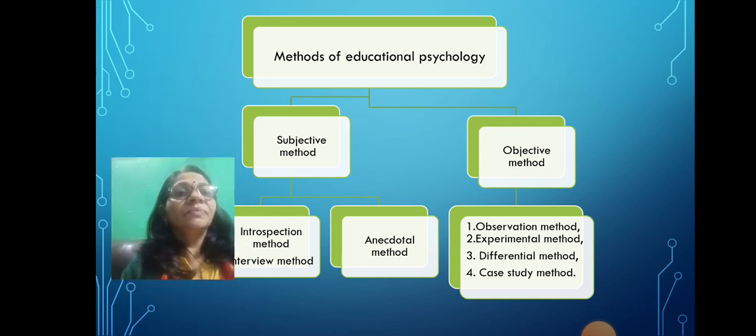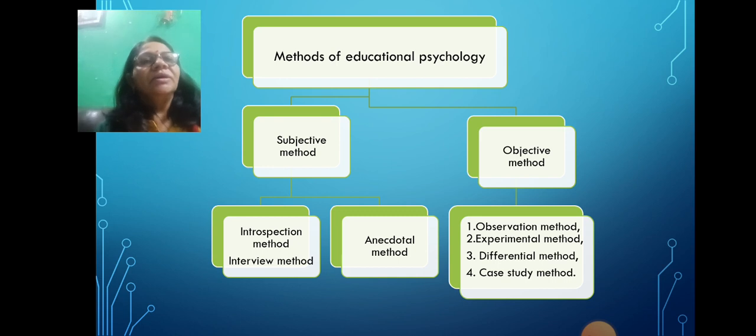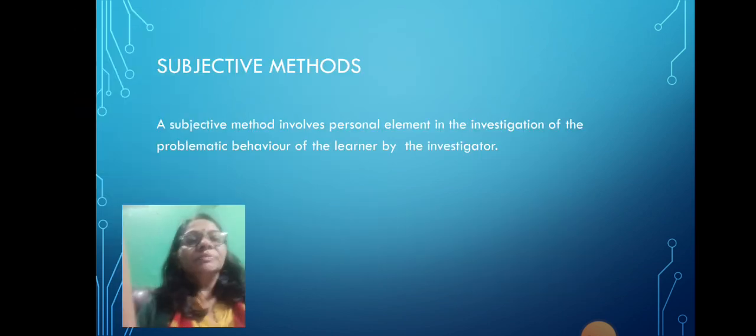The methods of educational psychology are generally divided into two parts: subjective and objective methods. In the subjective method, introspection and interview are there, and in the objective method, observation, experiment method, differential method, and case study are there. So what are subjective methods and what are objective methods?